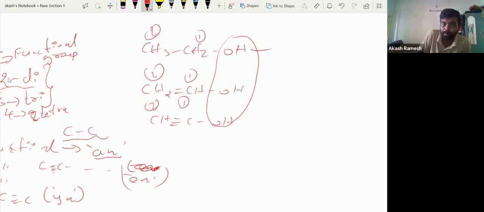Now if I write the name of this compound, the first thing is to look for any prefix part. There is no prefix, right? There is only one functional group, and that is the maximum priority one. There is no prefix in this question.